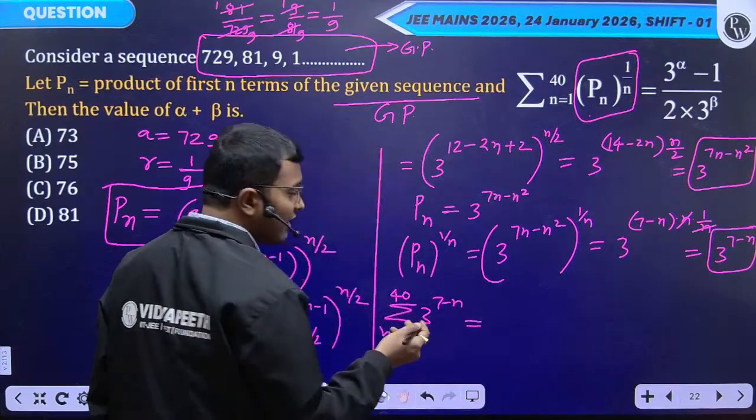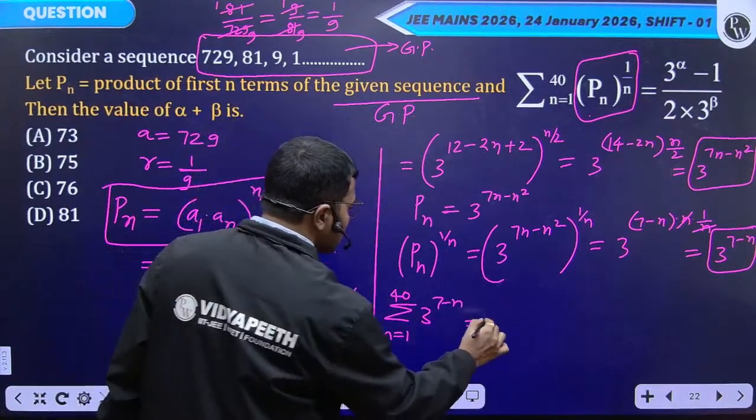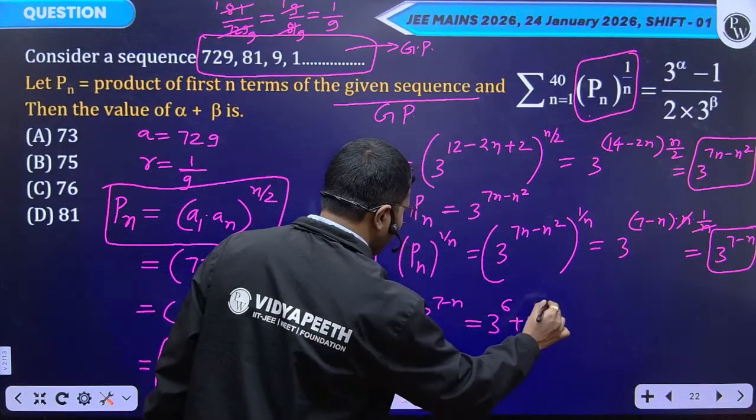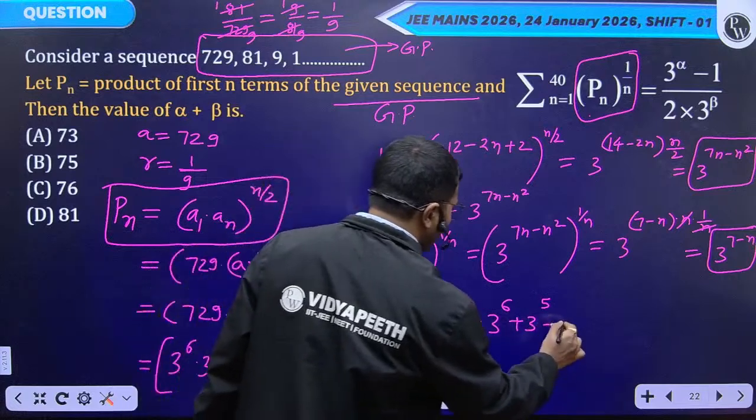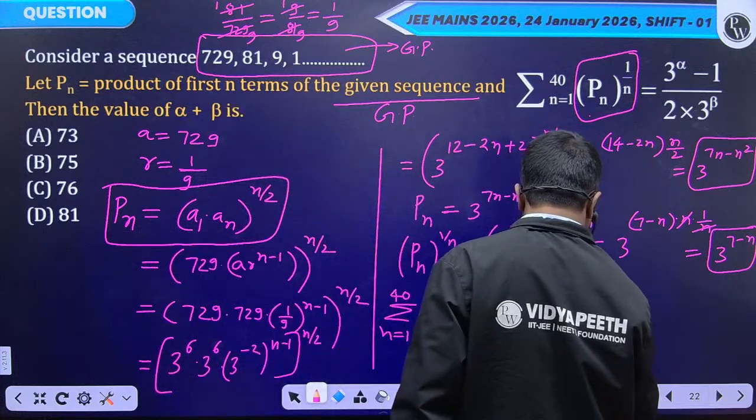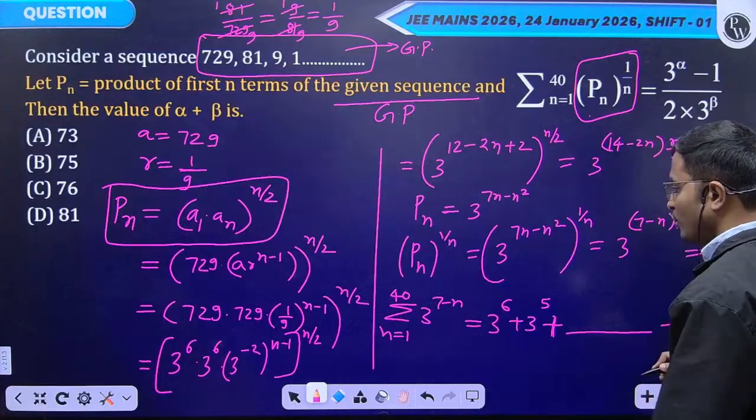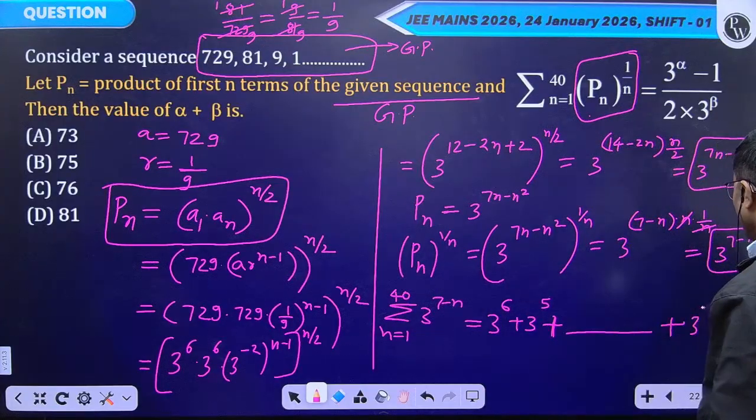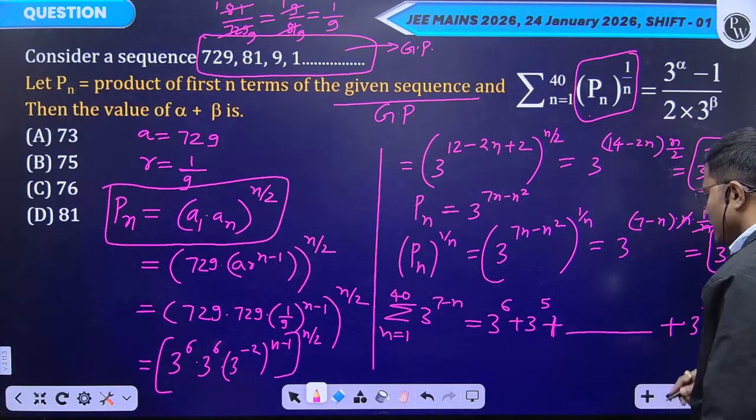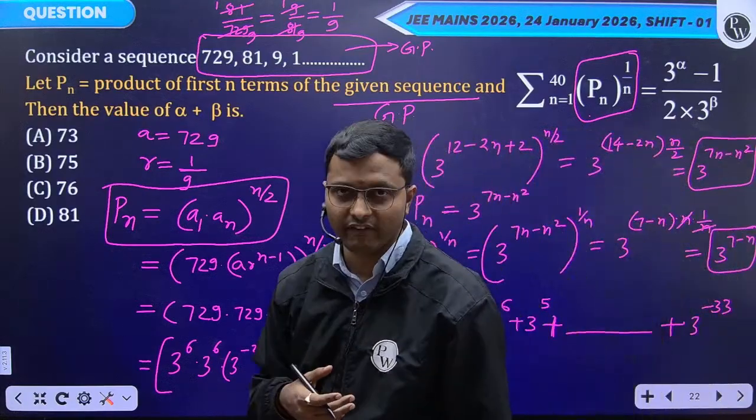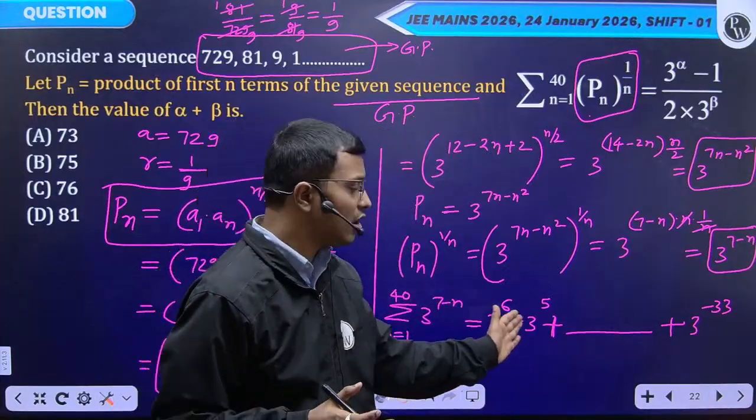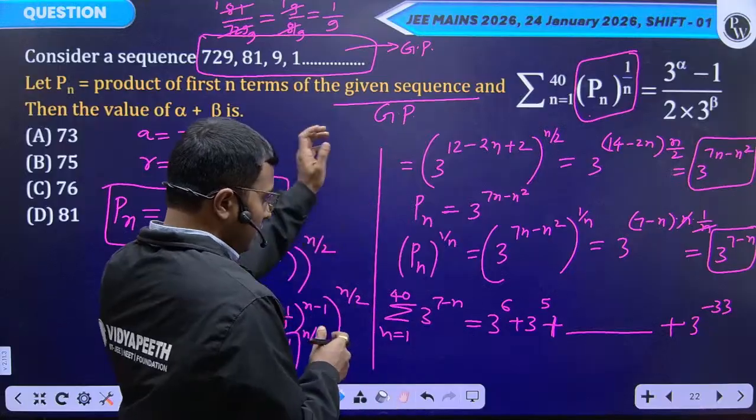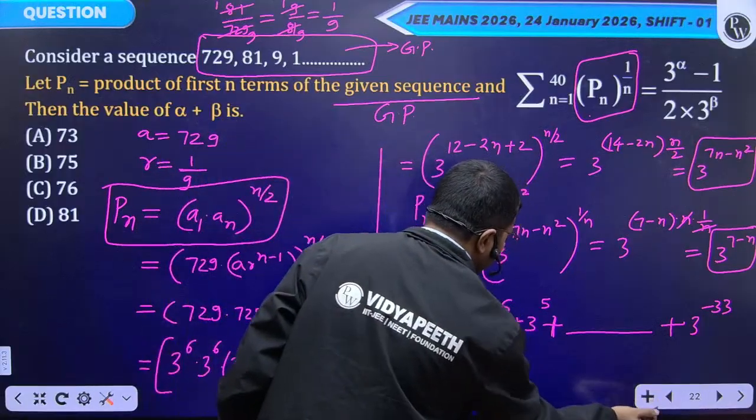So let us put the values of n for the first few terms. So what do I get? 3 power 7 minus 1, that is 3 power 6, plus 3 power 5, plus so on, till the last value, the upper limit 40. So 3 power 7 minus 40, that is 3 power minus 33. So again we are having a GP. You can see there is a common ratio. So we will use the sum of the n terms of a GP. Okay, we will go to the next slide.